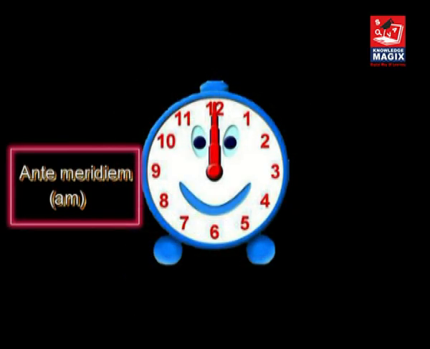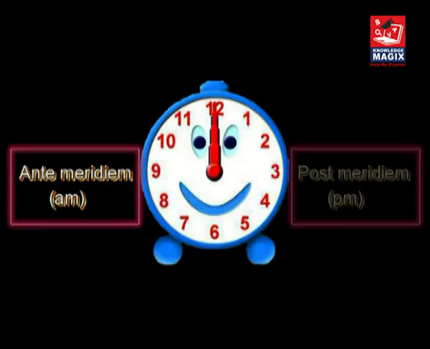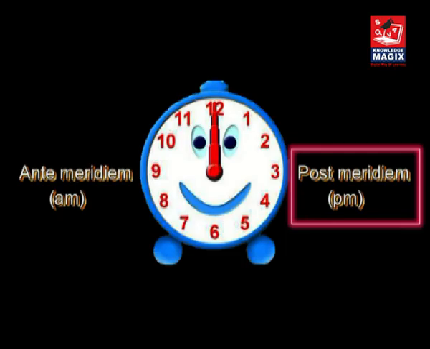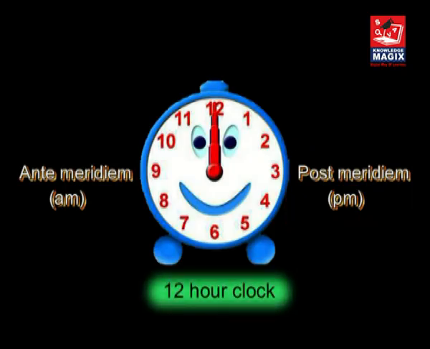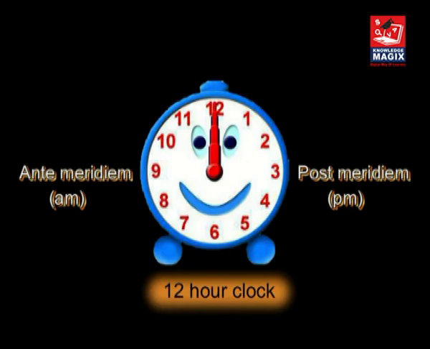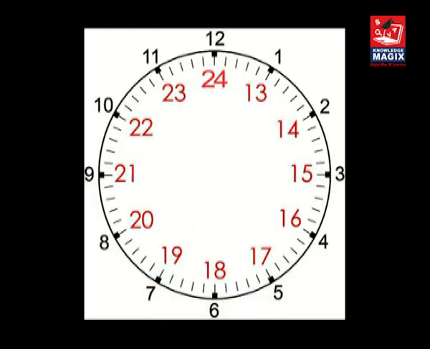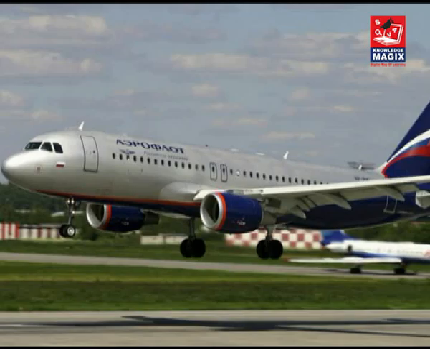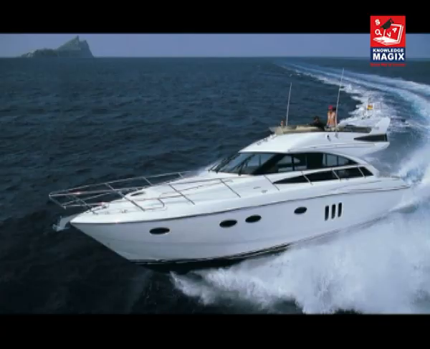The time before 12 noon is stated as ante-meridiem or AM, and the time after 12 noon is stated as post-meridiem or PM. This method of measuring time is called the 12-hour clock. Now about the 24-hour clock. The 24-hour clock is used to avoid this division of the day into ante-meridiem and post-meridiem. This is used in timetables for trains, planes and long-distance boat journeys.